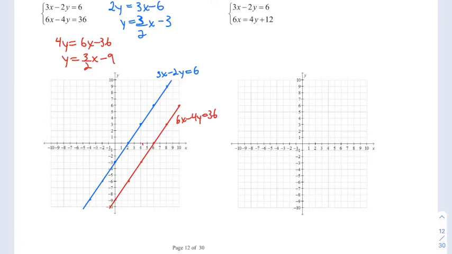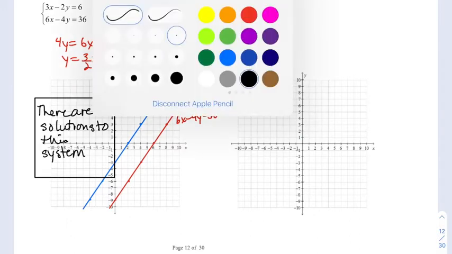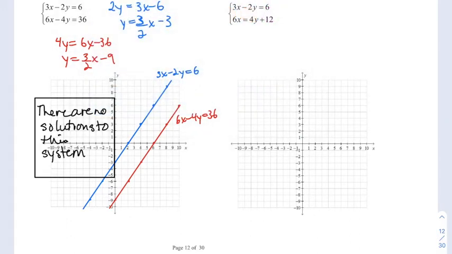So what do we say in this case? Well, I can't just leave it like this and not give a sentence answer. What I have to do is say, with my words, there are no solutions to this system. Because if I just leave it blank, it's going to look like I don't really know what kind of system this is. It looks like I left it blank because I didn't know. So I need to write a sentence here to inform other people that I know there are no solutions to this system.